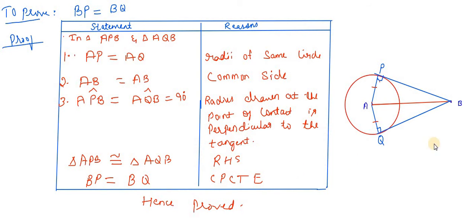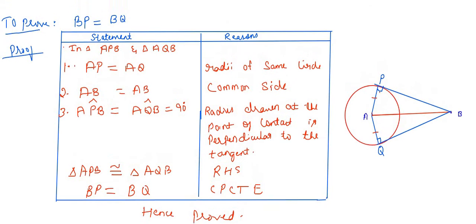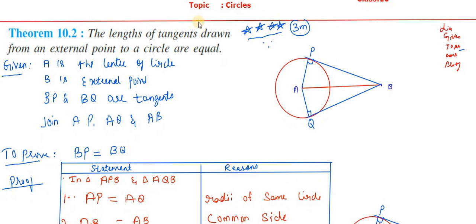Okay, I'll repeat this once again. Just look into this. From an examination point of view, it's very important for 3 marks. So here the question is, the lengths of tangents drawn from an external point to a circle are equal. So here this is an external point. From this, if we draw tangents, the two tangents are equal. That we need to prove logically. Okay, how to prove it?